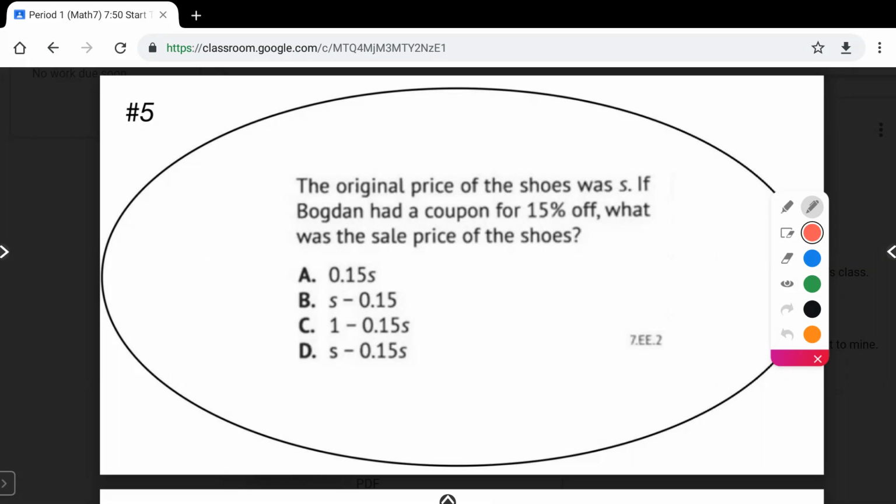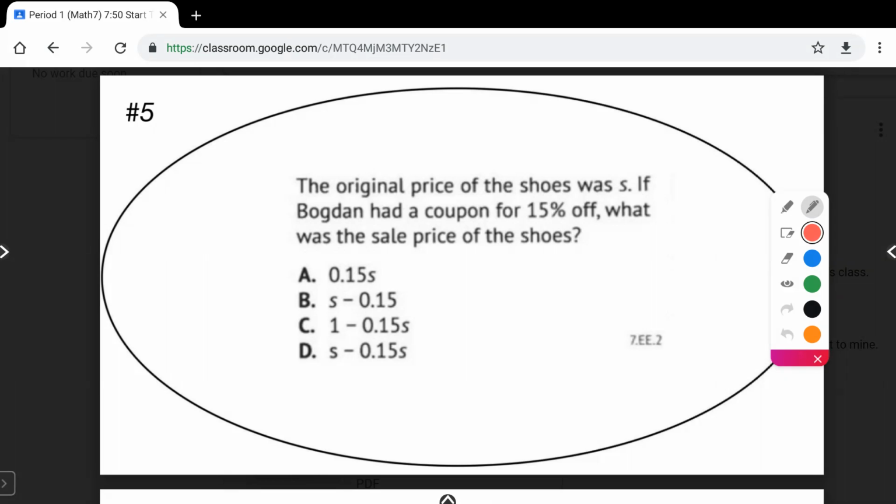Another one and done, and again, a question about percent of change. So when I go through and I look at this question, it says the original price of shoes was S. If this person had a coupon for $15 off, what was the sale price of the shoes? So now if you have a coupon, this means that it's a sale. It means you're going to be paying less, and less means subtract.